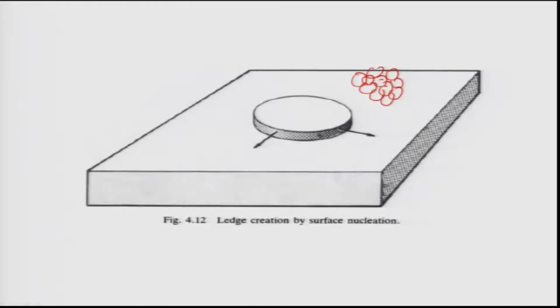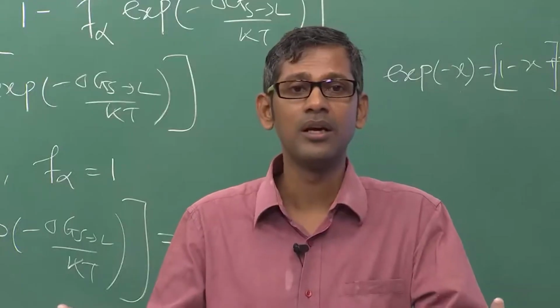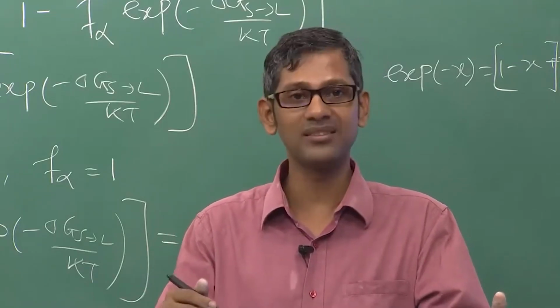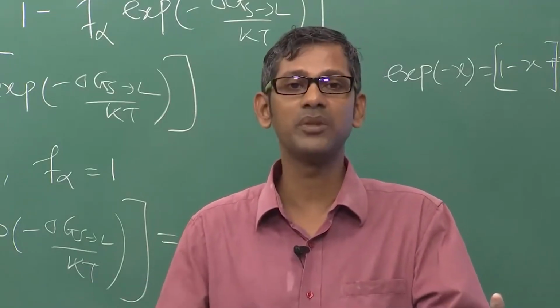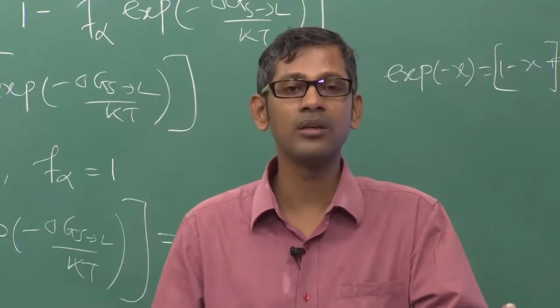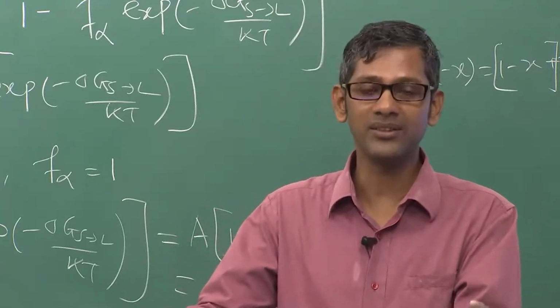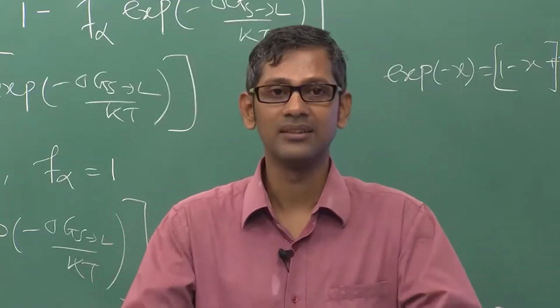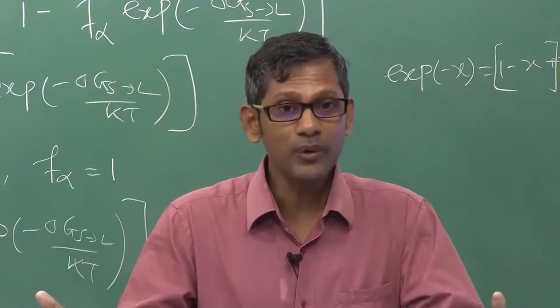So what does it mean? It means that for such situations, the growth rate is not a straightforward function like the one I showed you. The growth rate depends on surface nucleation plus the attachment of the atoms on these ledges. It is more complex than we can think about. This happens in reality. That is one way of doing that.